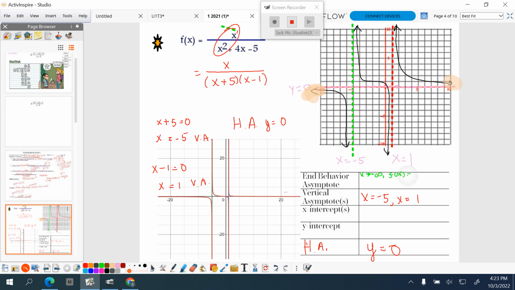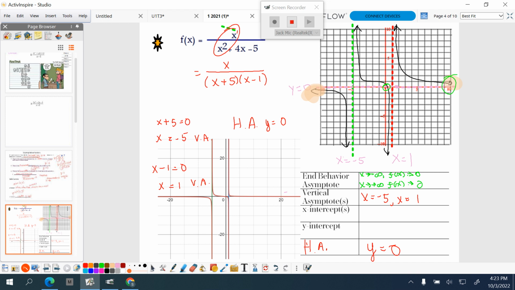They are going towards 0. As x approaches positive infinity, what's happening to my y values? They are going towards 0 as well. If you look, it's getting closer and closer to 0. Now, x-intercept, so where does it cross the x-axis? Here.